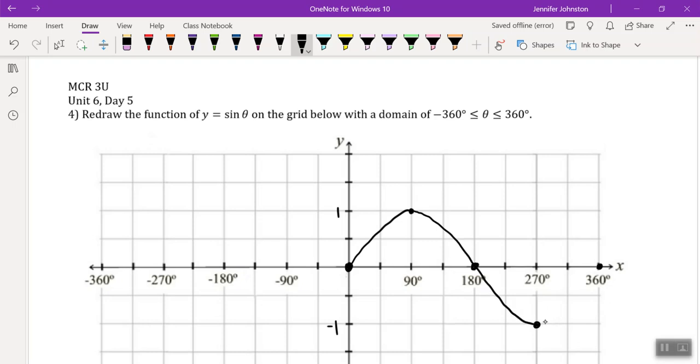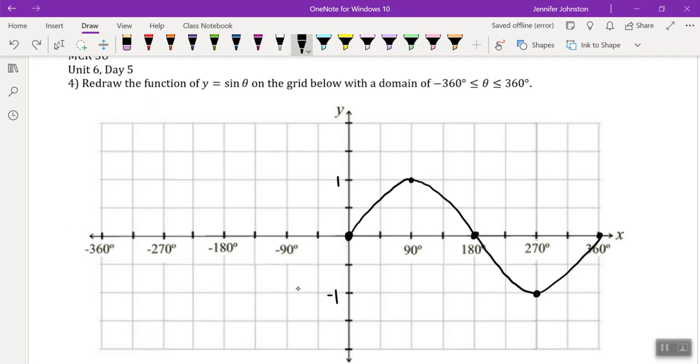So these are the main points. It is not like this, okay? That's not like an N or some weird thing like that. It's got a smooth curve. In the opposite direction, it's got the reflection.